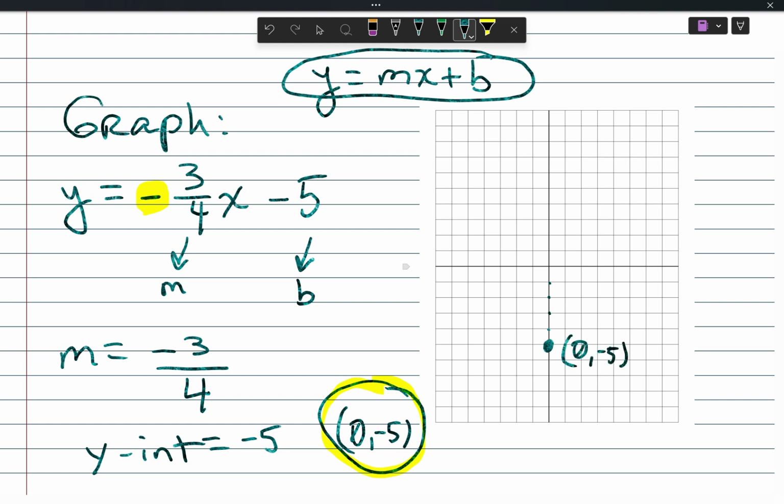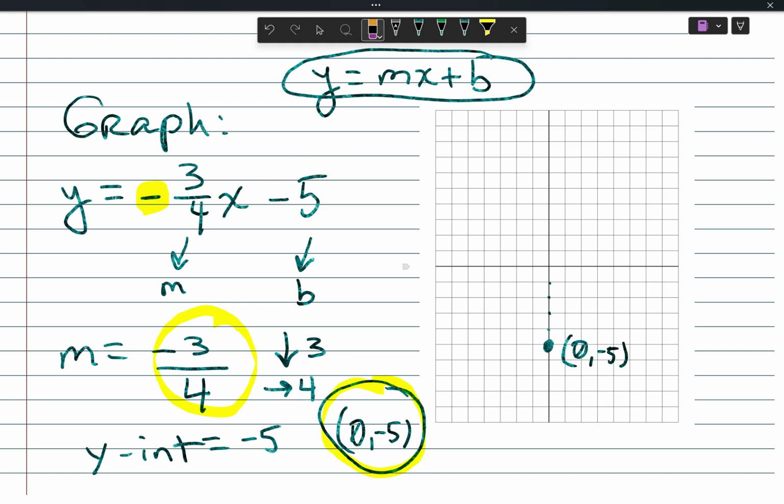So that's that point. And now we're going to use the slope. It's a negative 3, so that means we go down 3, because just keep telling yourself the numerator is up and down, the denominator is left and right. So we're going to go down 3. And then this is a positive 4, so we go to the right 4, because up is positive, down is negative, to the right is positive, to the left is negative. That's why we're going down 3 and to the right 4.